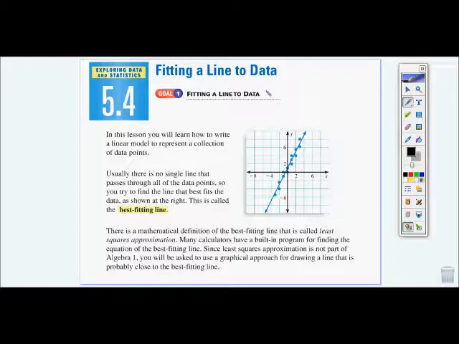In real life, there is no single line that passes through all data points. So you try to find the line that best fits the data. And that's what is shown here on the right, and we call it the best fitting line. There is a mathematical definition of the best fitting line that is called least square approximation, and many calculators have a built-in program. So we're going to go through this just a little bit quicker so you get the main idea of it.